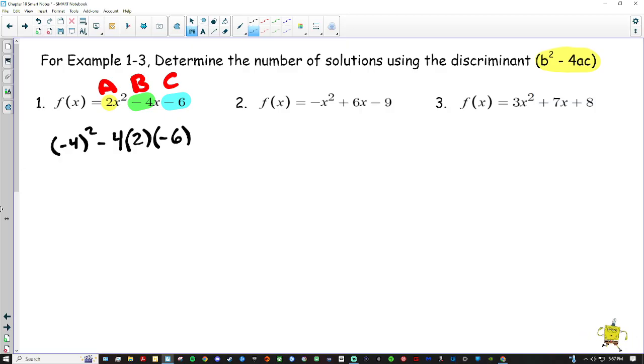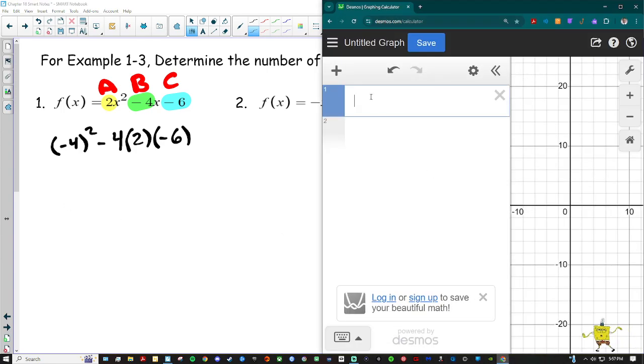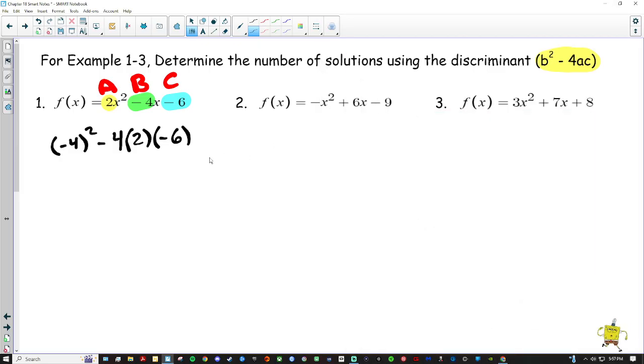Now I'm going to take my calculator, or I'm going to take Desmos, and I'm going to type it in exactly as it looks. In parentheses, -4 to the power of 2 minus 4 times 2 times -6, and I get 64. 64 is what I get.